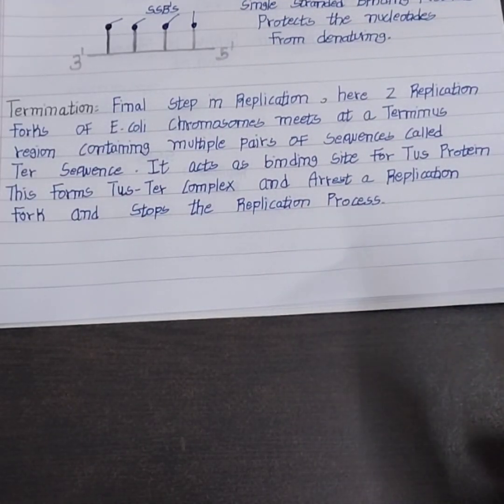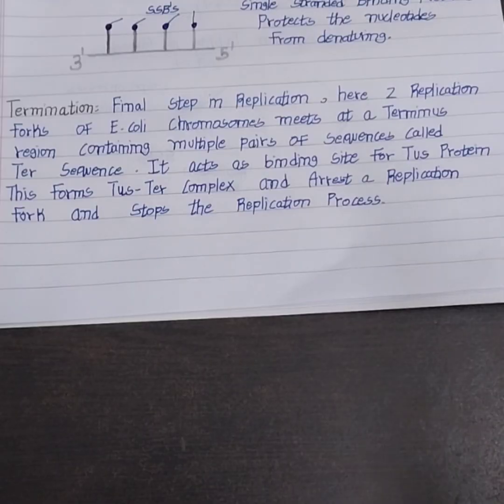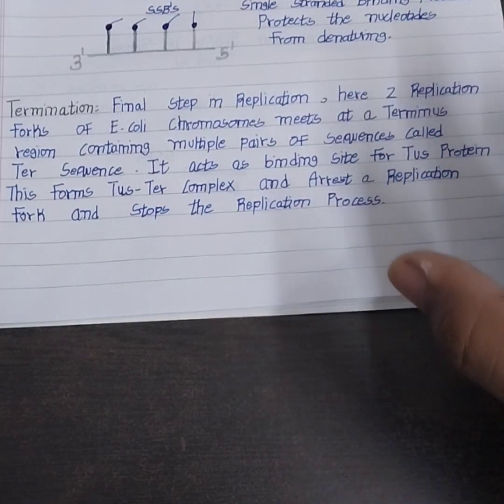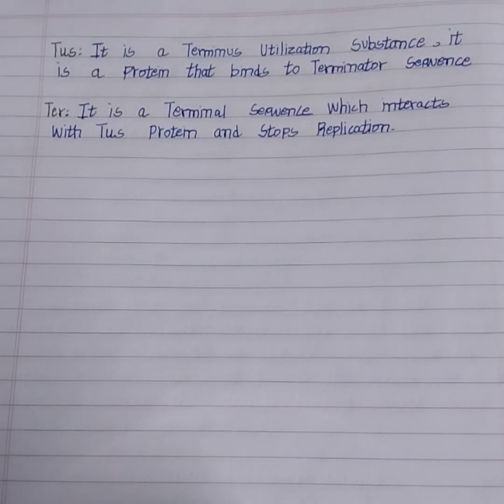Here the TUS protein and the TER sequence form a complex, and it arrests the replication fork and stops the replication process. So the termination of replication takes place when TUS and TER join together and block the replication bubble. TUS is the terminus utilization substance. It is a protein that binds to the terminator sequence in the termination process of DNA replication.